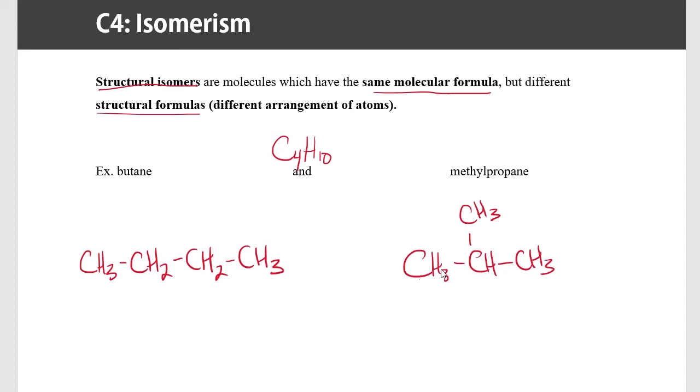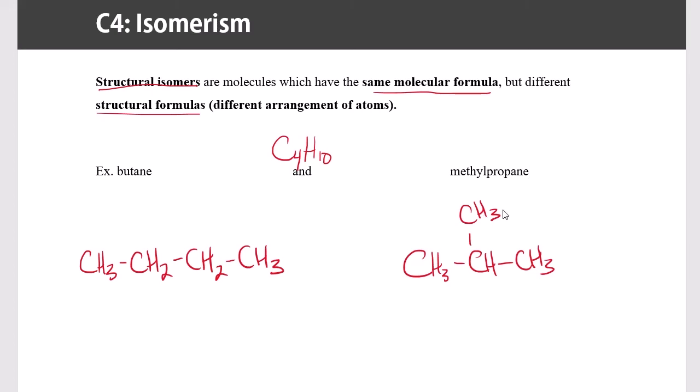My carbons are all still happy. They've all got full bonding capacities, right? They've got 4 bonds. There are still 4 of them, and there are still 10 hydrogens. So I've still made a nice, balanced chemical formula. These are the only 2 isomers of C4H10.